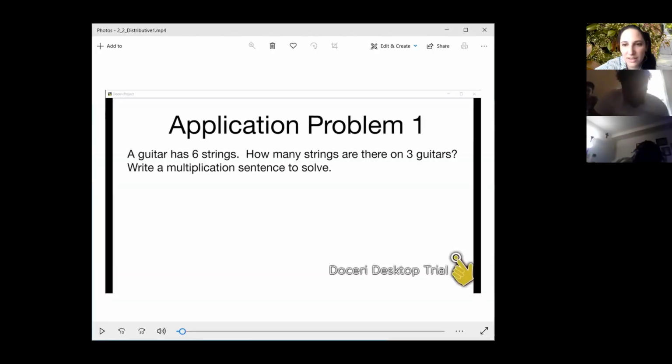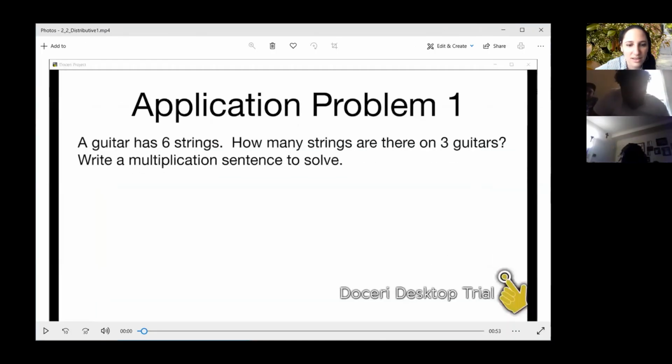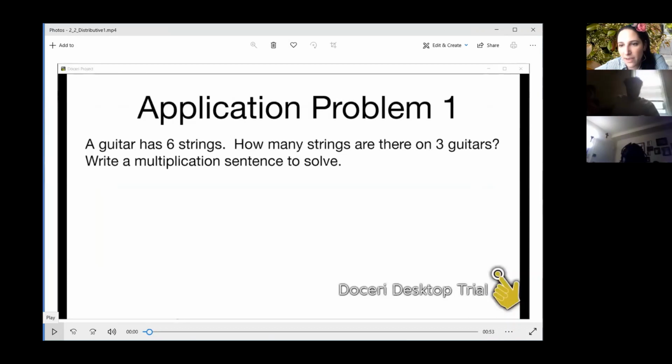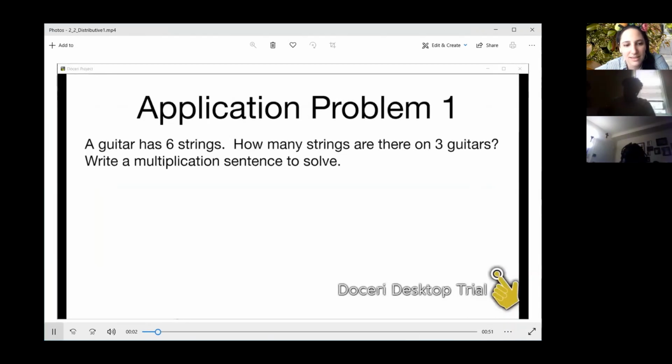Yeah, problem one. The guitar has 6 strings. How many strings are on 3 guitars? Write a multiplication sentence. All right. 6 times 3. 18. 6 times 3, because you're multiplying.